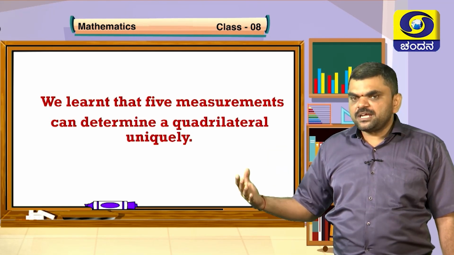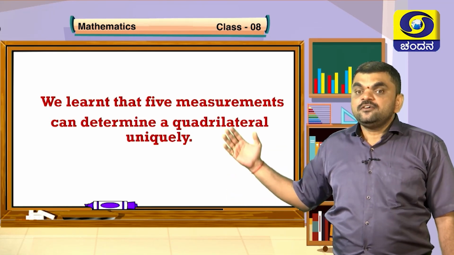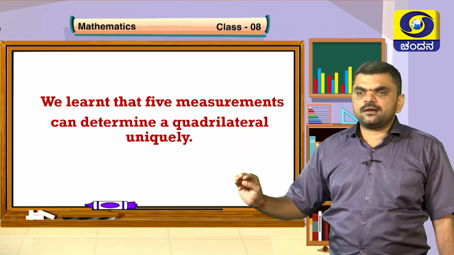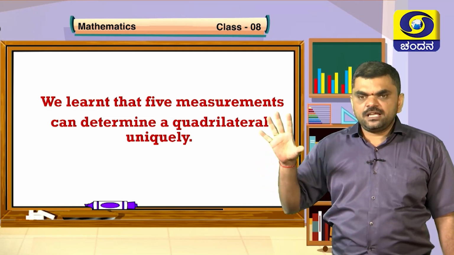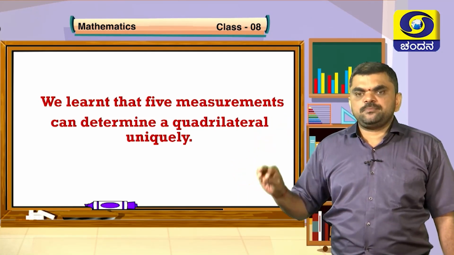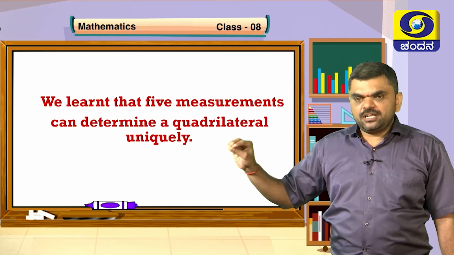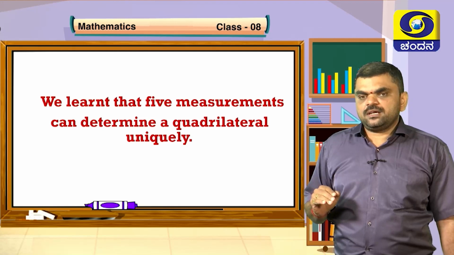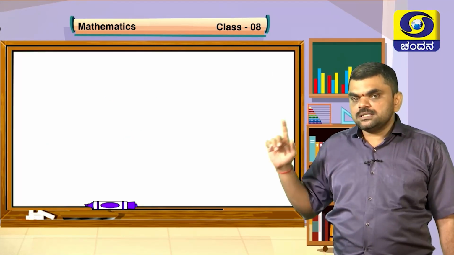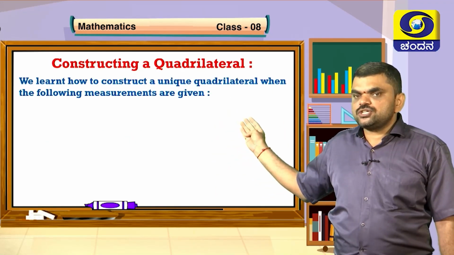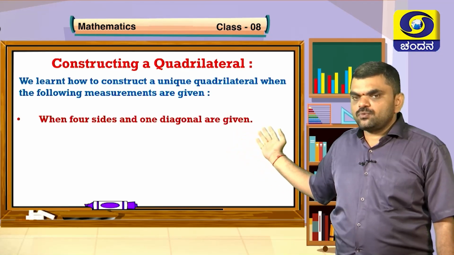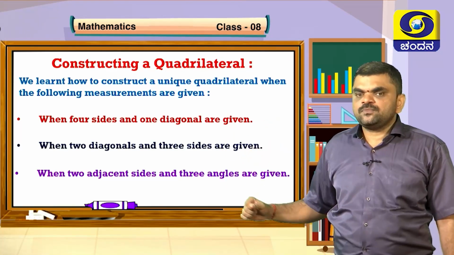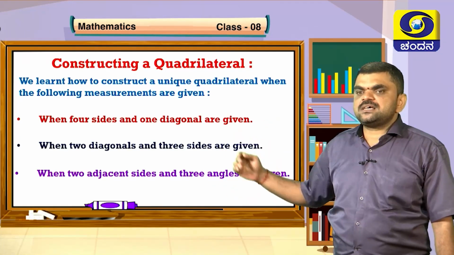Now in our previous class, we already learned that we require any 5 measurements to determine a quadrilateral uniquely, which means we need any 5 measurements. It may be sides, it may be angles, but we need 5 measurements to determine a quadrilateral uniquely here, children. We also learned the construction of a quadrilateral when 4 sides and 1 diagonal are given, when 2 diagonals and 3 sides are given, and when 2 adjacent sides and 3 angles are given.